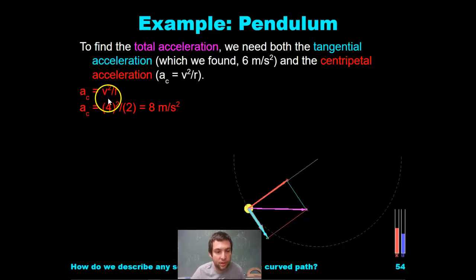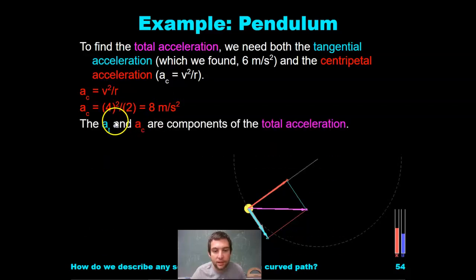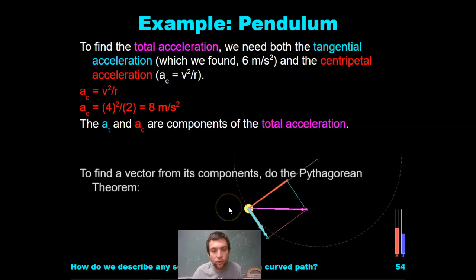So our centripetal acceleration is v squared over r, which we've got 8 meters per second squared. Tangential and centripetal are components of the acceleration. Remember, the blue is tangential and the red is centripetal. They're at a 90-degree angle, so we can do the tip-to-tail method. We can move this vector up here, and then we can find this resultant vector in pink, the total acceleration.